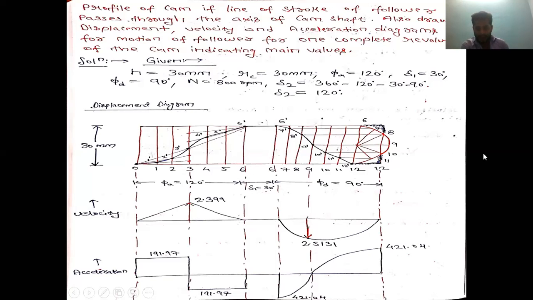After that, angle of descent is coming, that is 90 degrees. Since 10 degrees is equal to 1 centimeter angular scale, 90 degrees will be equal to 9 centimeters. That means from 6 to this 12, the distance is 9 centimeters. You got this point 12. From this 12, again draw a vertical line and you can complete this rectangular box. So far it is clear?